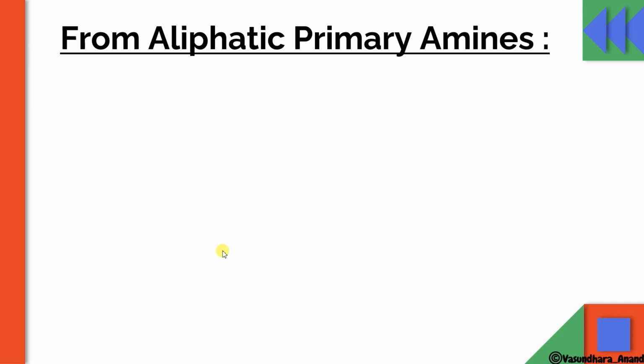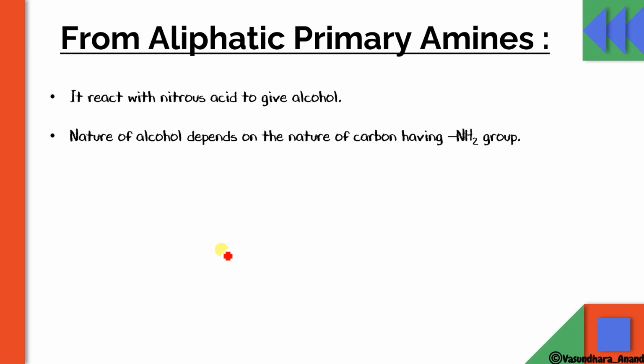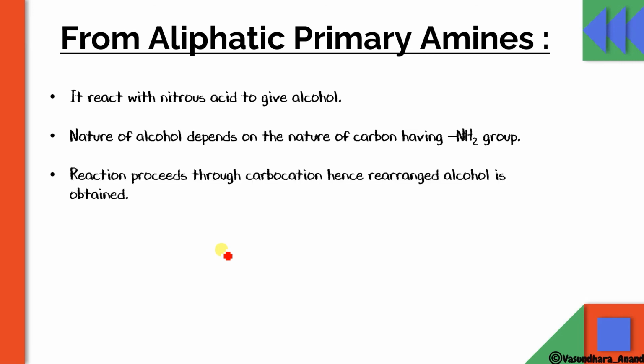From aliphatic primary amine also we can prepare alcohol. It reacts with nitrous acid to give alcohol. Nature of alcohol depends on the nature of carbon having NH2 group. Alcohol किस टाइप का होगा, primary, secondary, tertiary, that will depend on the carbon which is having NH2 group. Reaction proceeds through carbocation. यहाँ कार्बोकेटायन बनता है, so all the rearrangement or the ring expansion is possible over here. ठीक है, so that's why rearranged alcohol will be obtained.